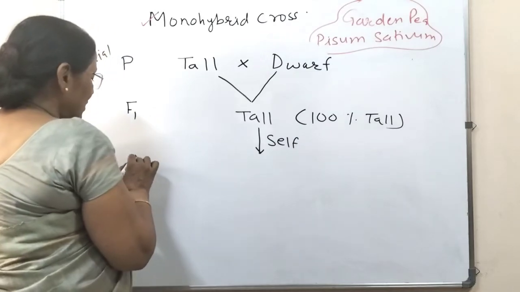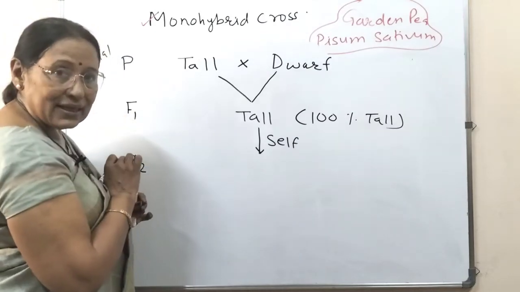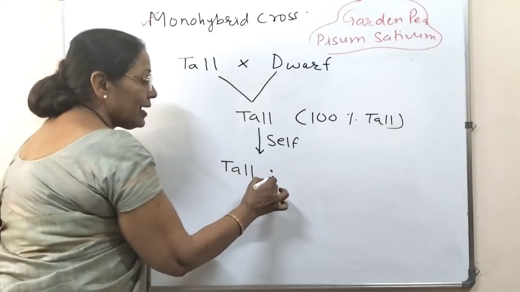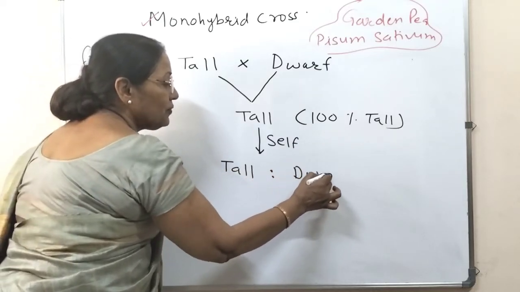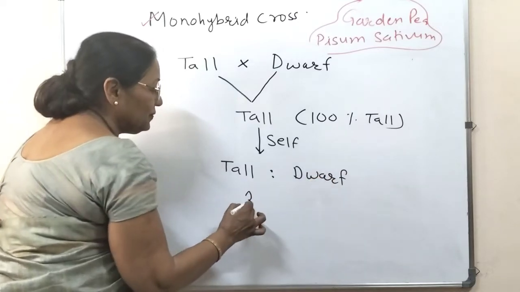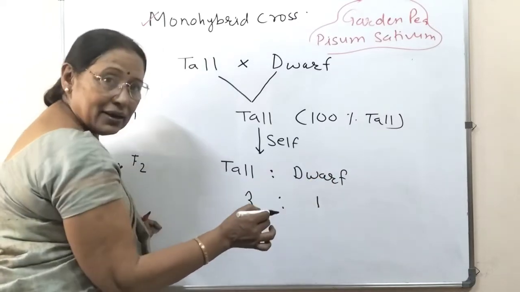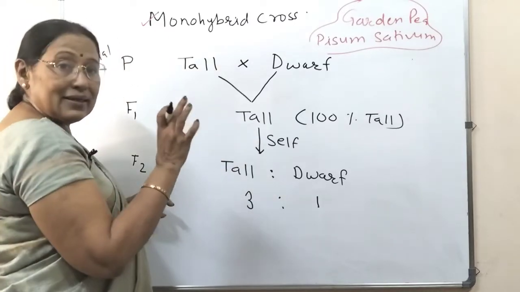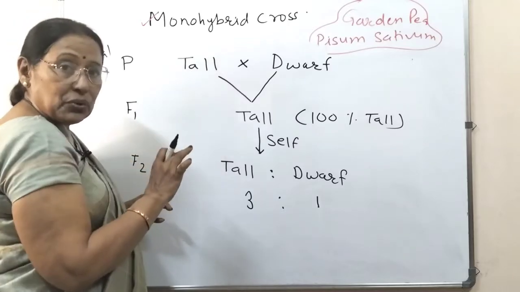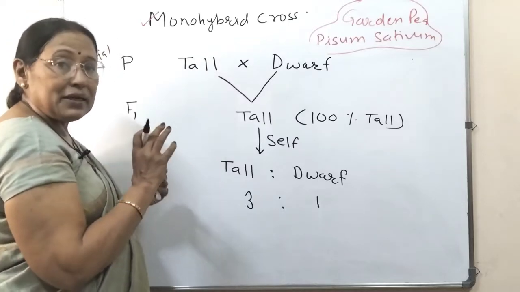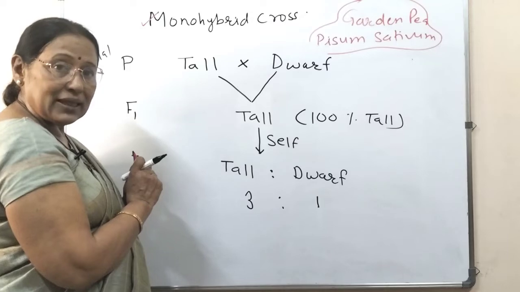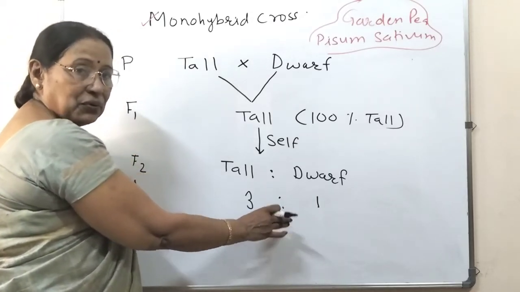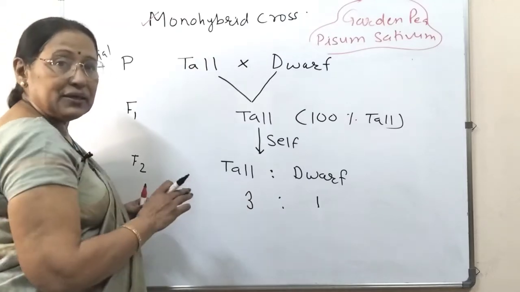From this, in the next generation, that is the F2 generation, he obtained tall as well as dwarf in the ratio of 3:1. It came back. That means that dwarf, though it was recessive, could not express itself in the presence of the other, but it kept itself alive. It was very much there and it expressed itself in the F2 generation in the 3:1 ratio.